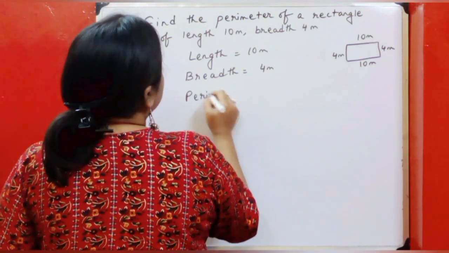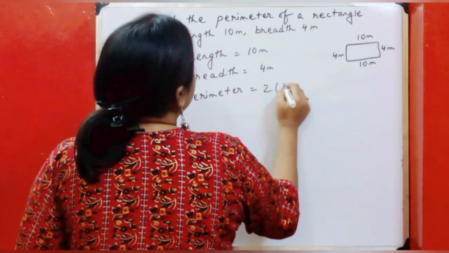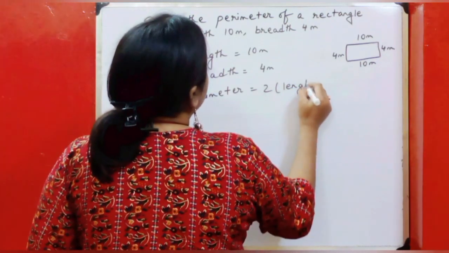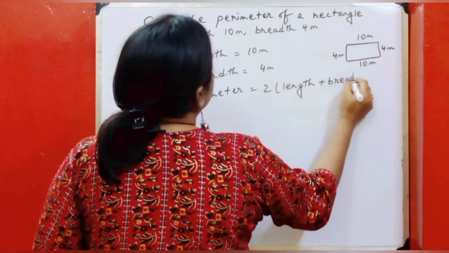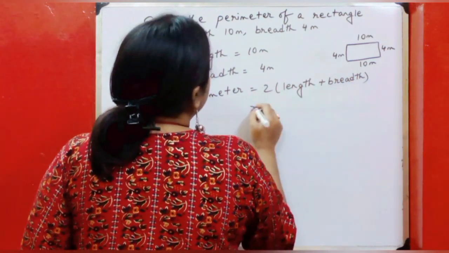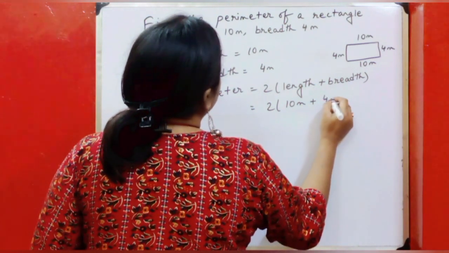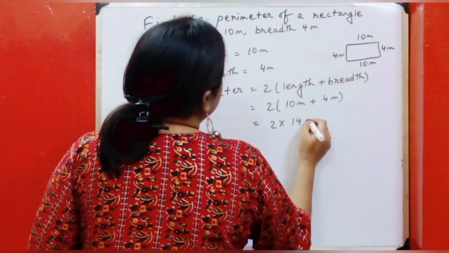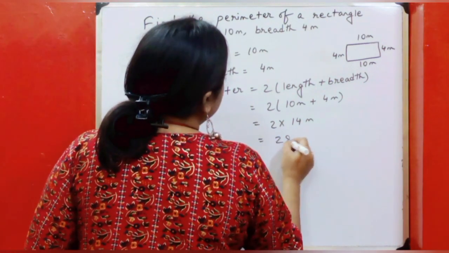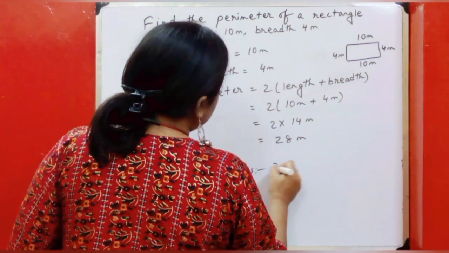Perimeter, there is a formula, 2 multiplied by length plus breadth, because it's a rectangle. So 2 multiplied by 10 meter plus 4 meter, so it's 2 multiplied by 14 meter, 28 meter. Answer 28 meter.